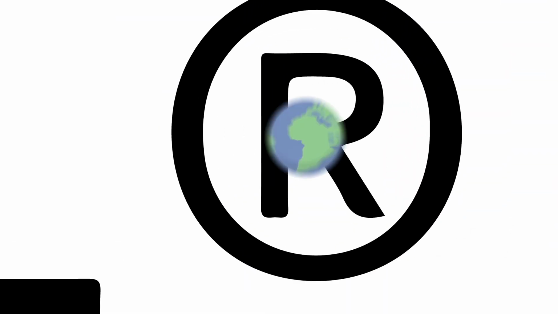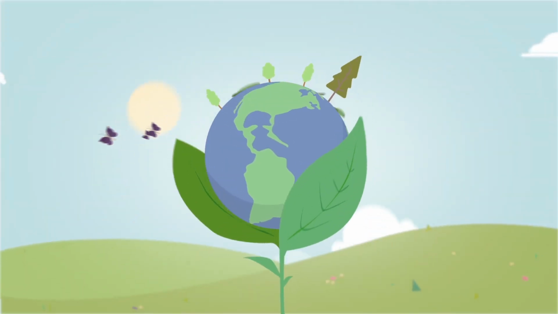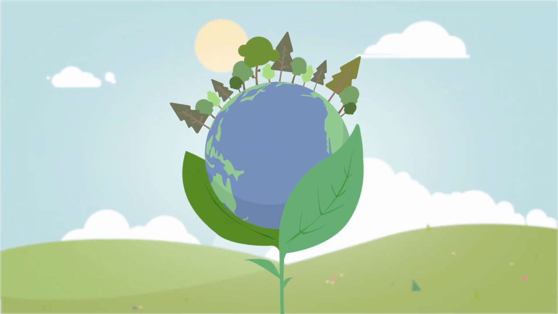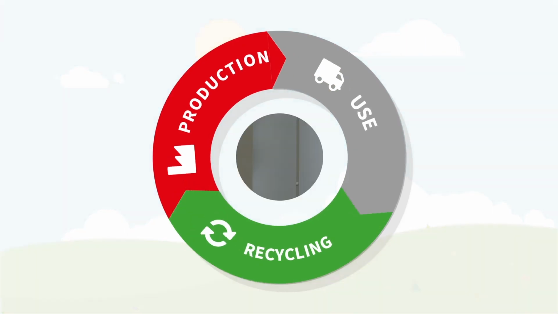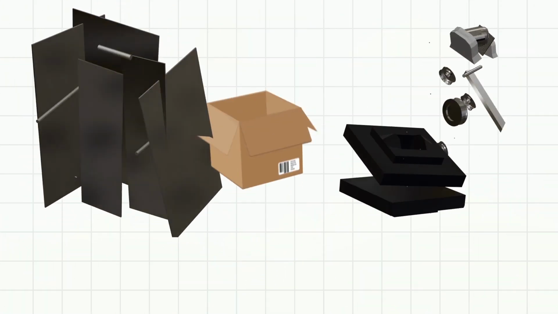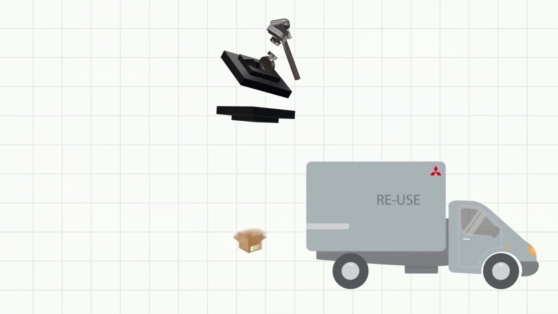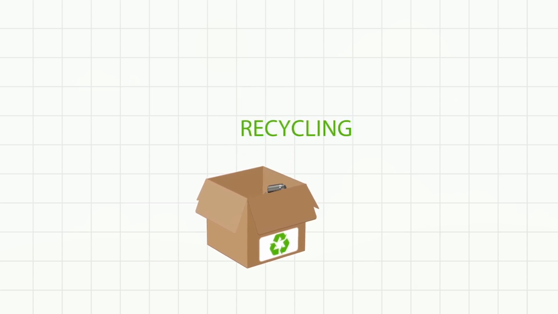The great thing about M-Use is that you also contribute to a better environment. Our elevators are not only energy efficient, but also circular. At the end of its life cycle, we dismantle the elevator and reuse or recycle the parts.